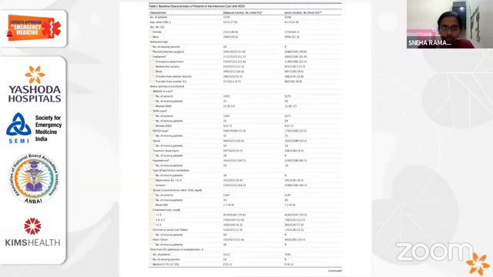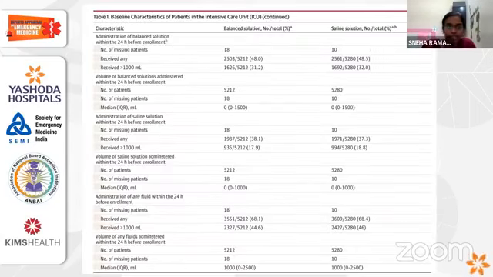And they also noted the KDIGO stage, sepsis, traumatic brain injury, hypotension, serum creatinine level, then time from ICU admission to randomization, and that median value was 1. So like that they analyzed.